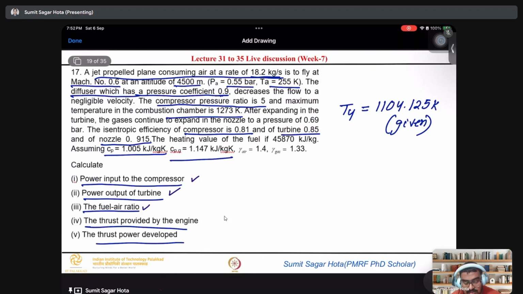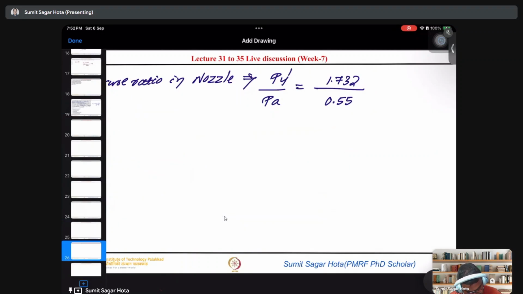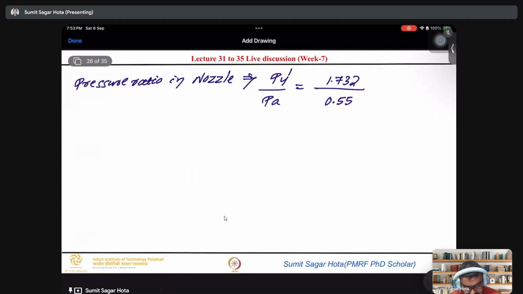PA is already given in the question: 0.55 bar, TA 255 Kelvin. So I just substituted the PA value and took the ratio. P4 dash by PA, if you solve it, you will get 3.1486. Now what is the critical pressure ratio? Let's calculate.